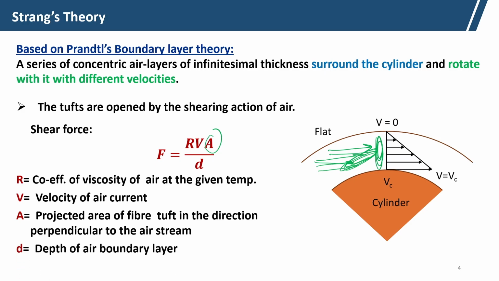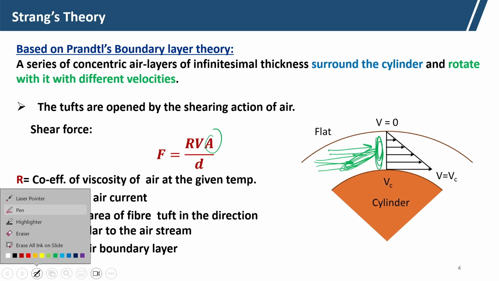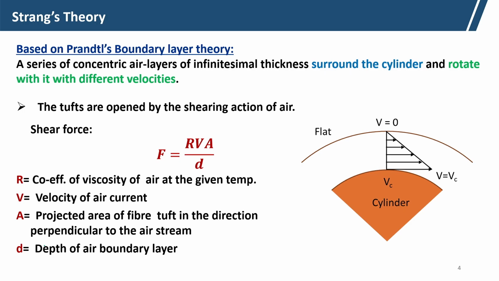And D is the depth of the air boundary layer. What is the depth of the air boundary layer? It is the distance from the cylinder surface, in this present case. As the distance increases, the force will be less. So, it is inversely proportional to the distance.